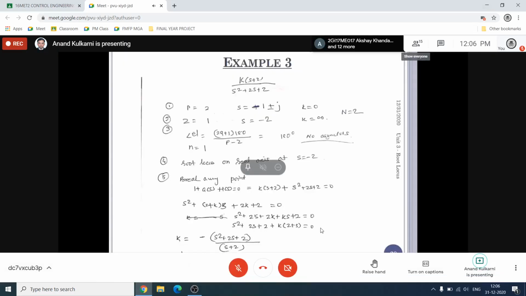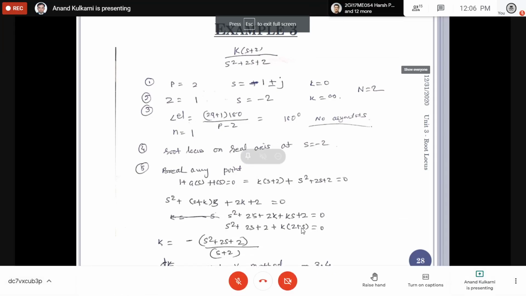that in the format separating k. So the value of k I have found out this much.